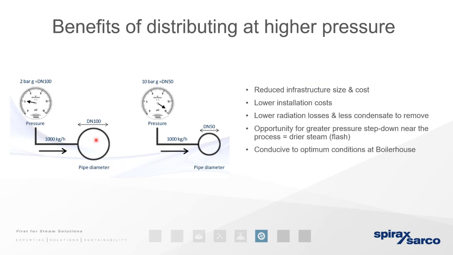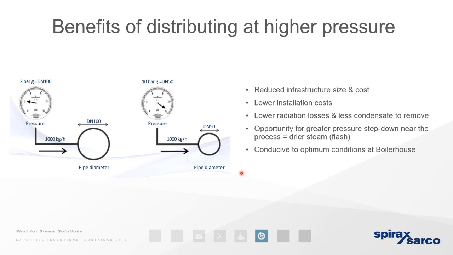Again, because of the volume at 2-bar, we know that the volume of steam is 0.603 meters cubed per kilogram. And to accommodate this 1,000 kilograms per hour at 2-bar, we would require a DN100, and that is most likely taken at a 25 meters per second velocity. Doing exactly the same thing, 1,000 kilograms per hour at 10-bar, because we now know that the steam is more compressed to 0.177 meters cubed per kilogram, we can see that we require a much smaller steam main.